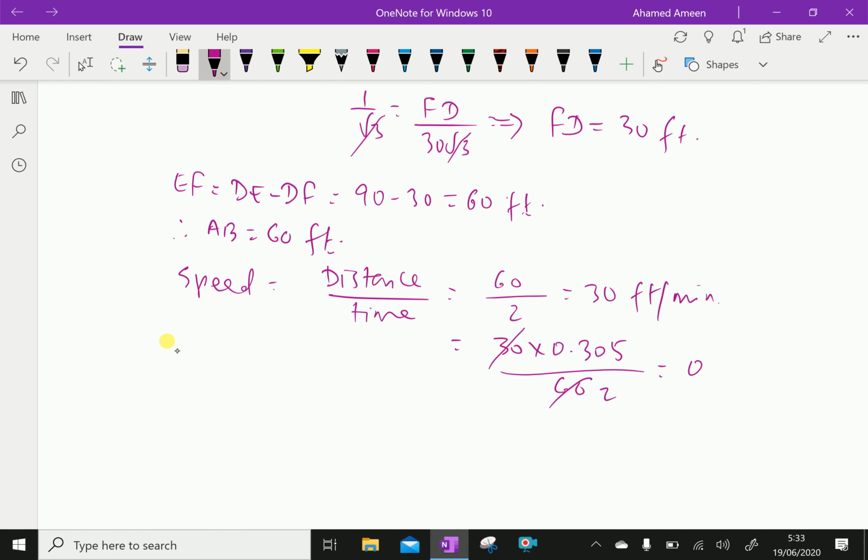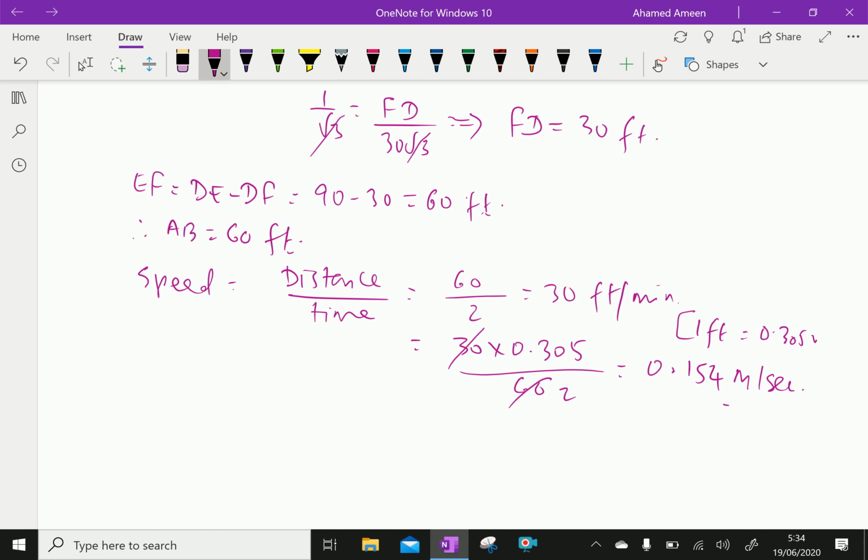This gives approximately 0.1525 meter per second. Note this point: here we took 1 foot equal to 0.305 meter. We have done.